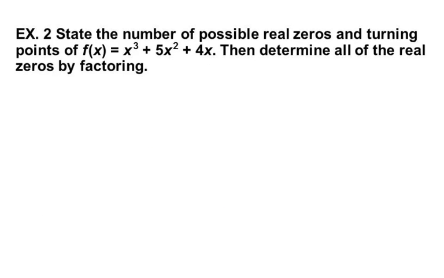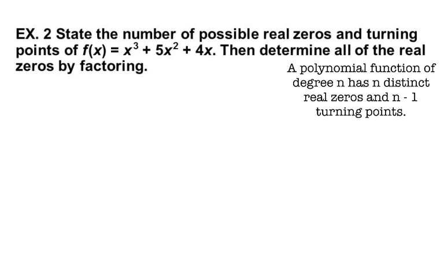Okay, example 2 says to state the number of possible real zeros and turning points for this function, x to the 3rd power plus 5x squared plus 4x. Then it says determine all of the real zeros by factoring.